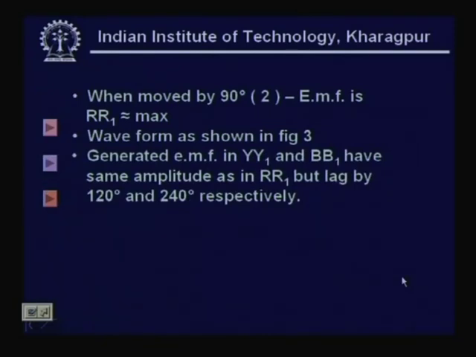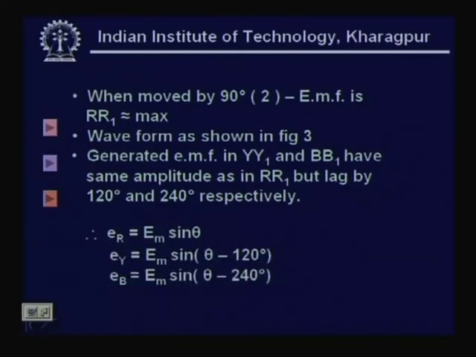Since the three coils are identical in size and shape, they generate the same amplitude but lag 120 degrees and 240 degrees respectively, which in the form of expressions is expressed as ER equals EM sin theta, EY equals EM sin (theta minus 120), EB equals EM sin (theta minus 240).